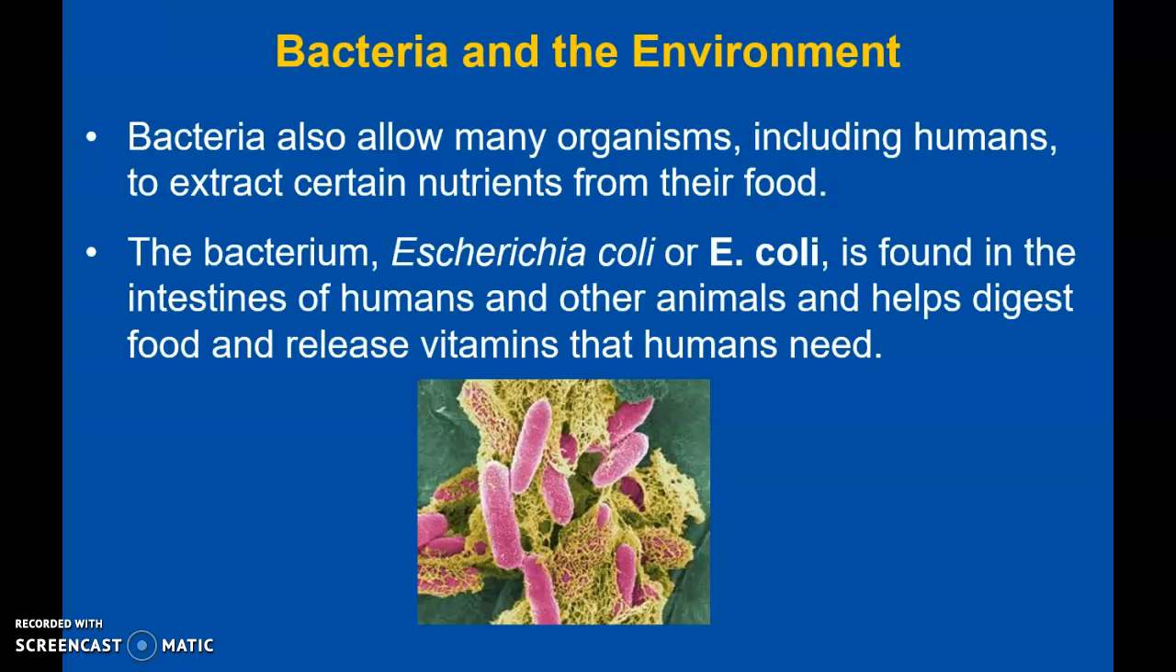Bacteria also allow a lot of organisms, including humans, to get nutrients from their food. You've probably heard of the bacteria E. coli. It's found in the intestines of humans and some other animals, and it helps digest food and release vitamins that we need for our bodies. Now, if you have too much E. coli, it can make you very sick. But we all have a certain amount of E. coli in our bodies, and that helps us to break down our food and get the vitamins and the nutrients from the food that we need to grow.